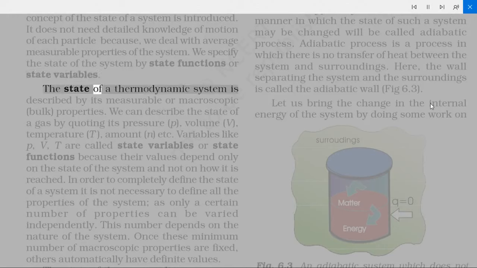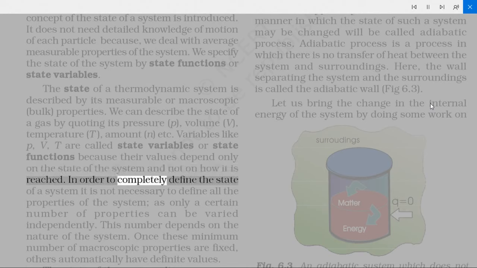The state of a thermodynamic system is described by its measurable or macroscopic, bulk, properties. We can describe the state of a gas by quoting its pressure, P, volume, V, temperature, T, amount, n, etc. Variables like P, V, T are called state variables or state functions because their values depend only on the state of the system and not on how it is reached.